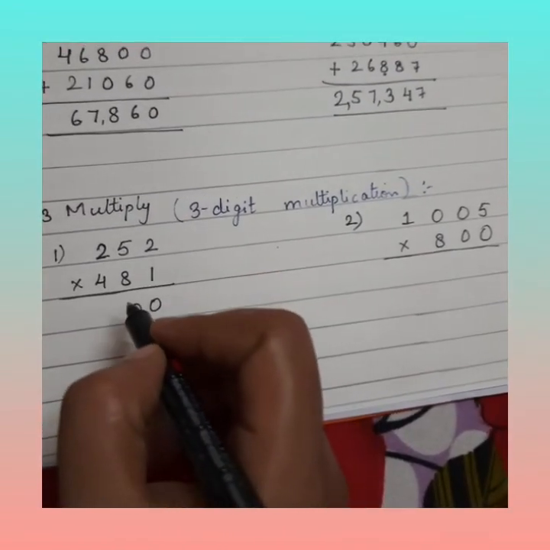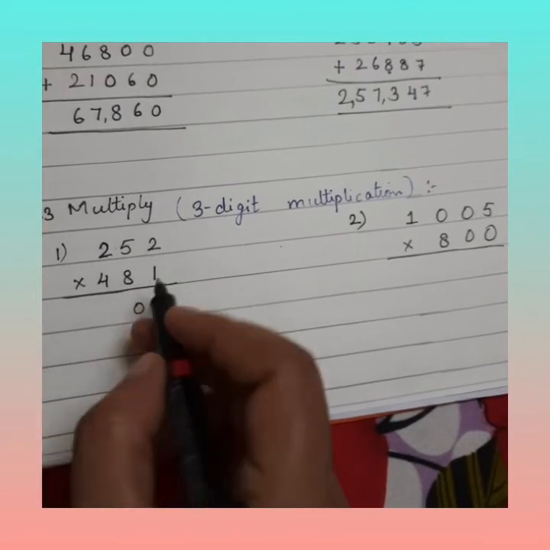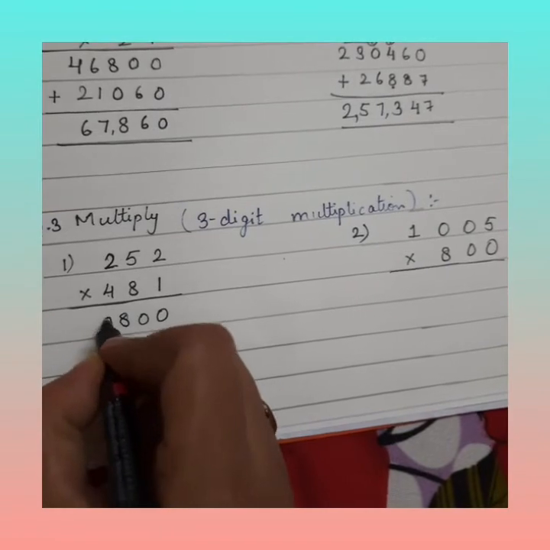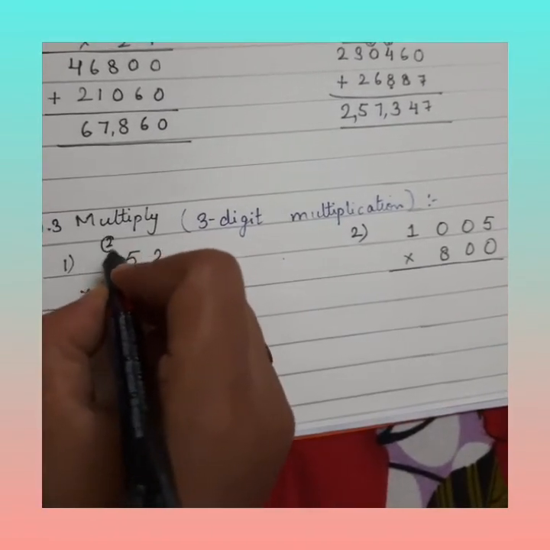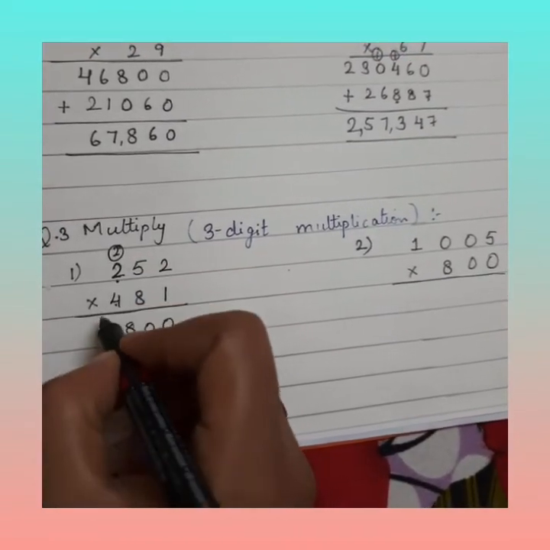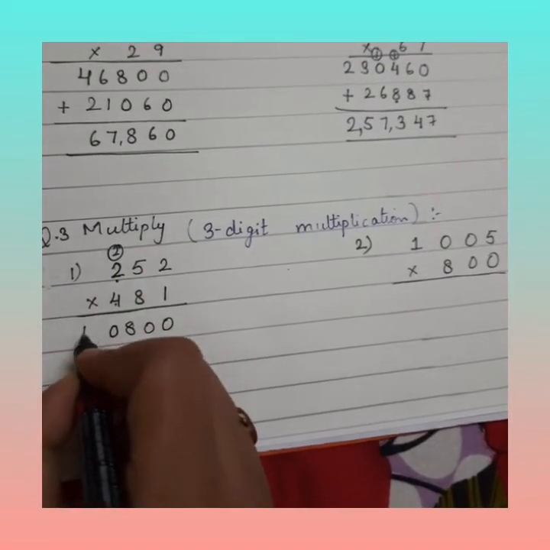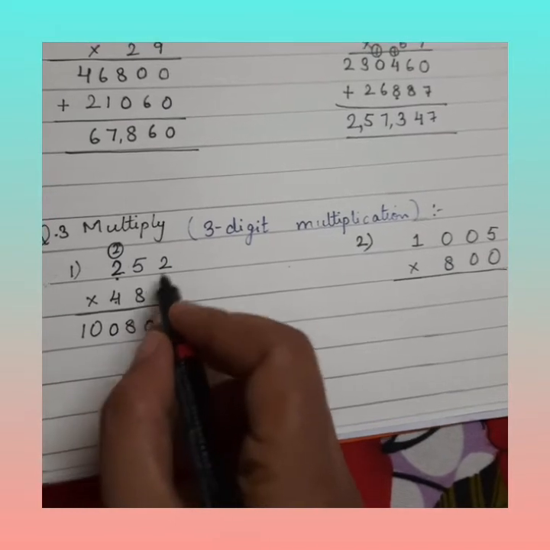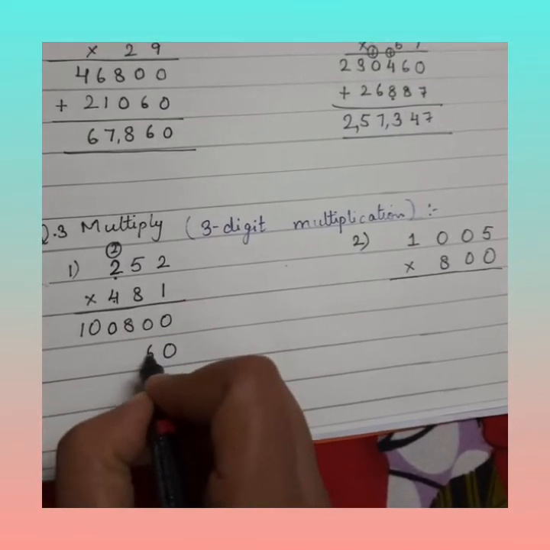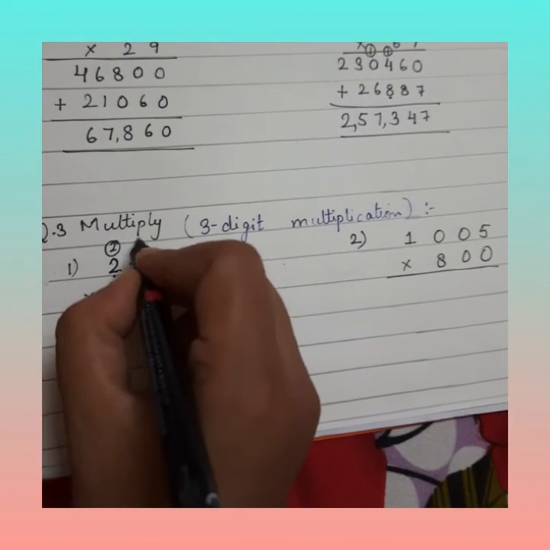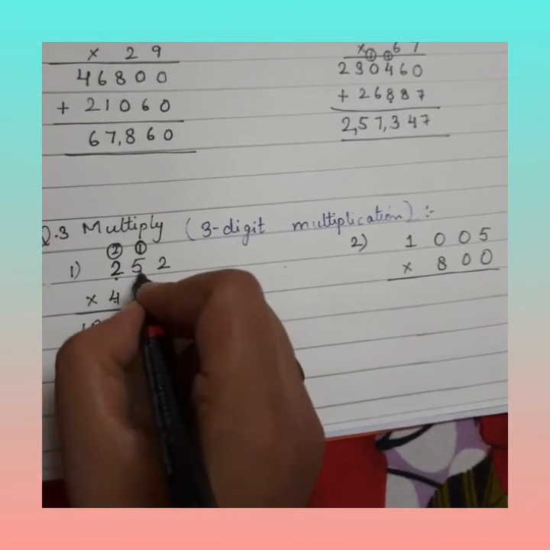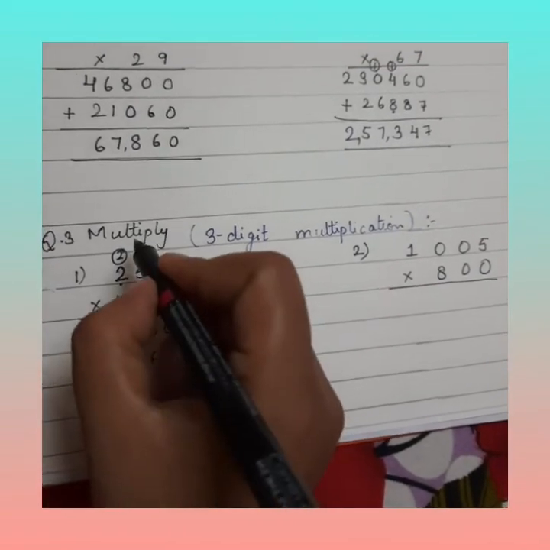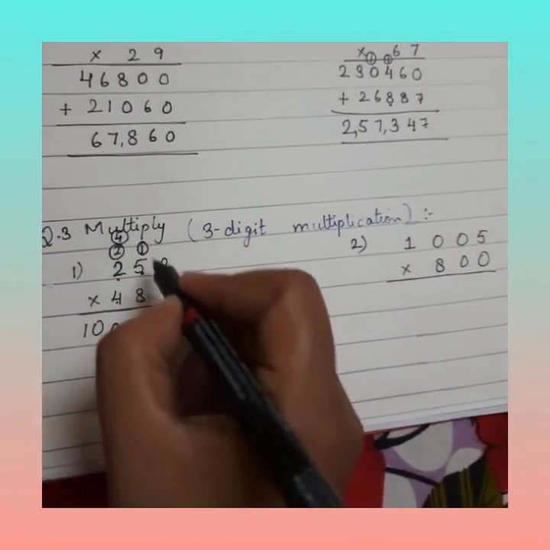Now I will start doing the sum. 4 2s are 8, 4 5s are 20. So 0, 2 will be carried over. 4 2s are 8, plus 2, 10. Now it's the time for 8. 8 2s are 16. 6, 1 will be carried over. 8 5s are 40, plus 1, 41. 4 will be carried over.